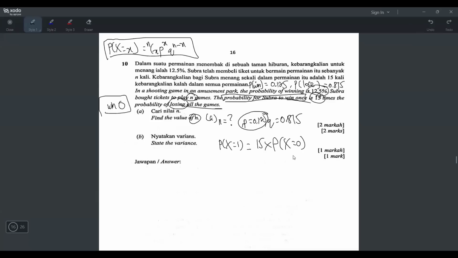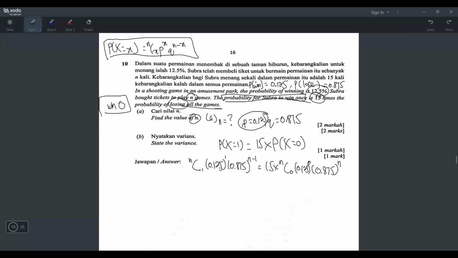Okay, so now we will use this formula. Just apply this formula and then we will get the n answer later. So nCx, the x is 1. Probability of success 0.125. The power here will be the same as the number down here. So power 1, 0.875. The power here will be n minus 1, equals 15 times P(X) equals 0. So nC0, probability of success 0.125, the power here will be the same as the number down here, so 0. And then this will be the q, 0.875, and then n minus 0, I get n. So yeah, this is how it looks like.